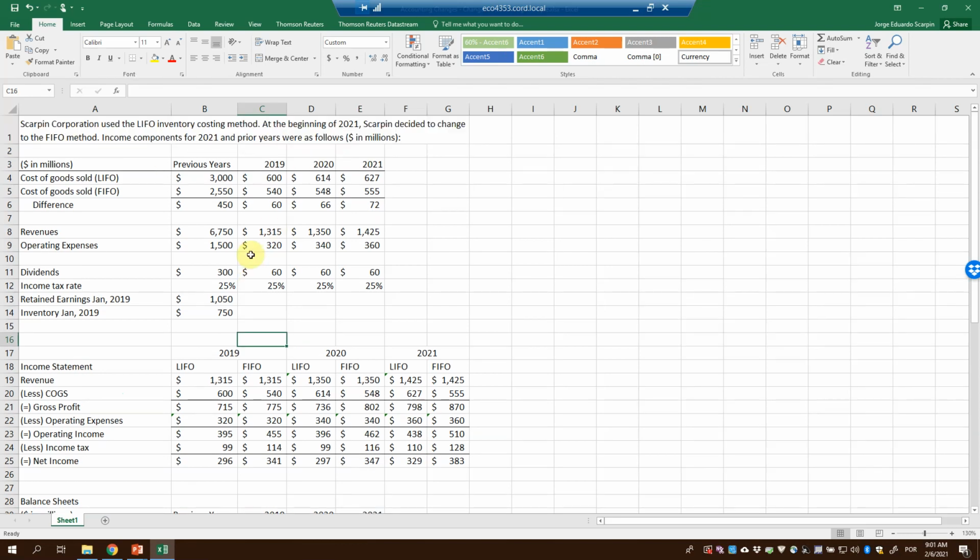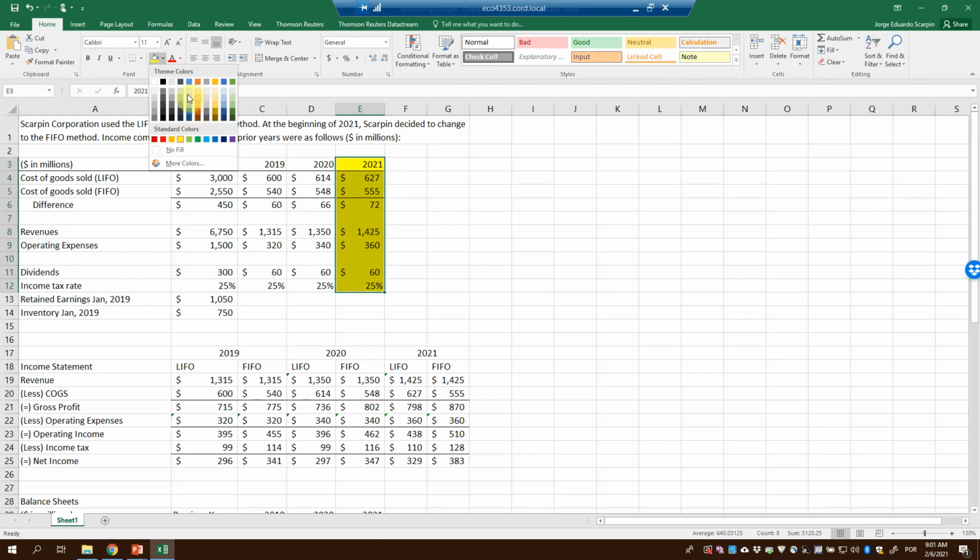Skyping Corporation used the LIFO inventory costing method. At the beginning of 2021, decided to change to FIFO. And here is our data. We are in 2021. This is our current year. Some gray here. And we have the retrospective years 2020, 2019, and previous years.